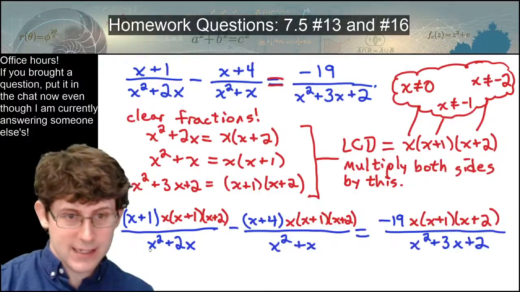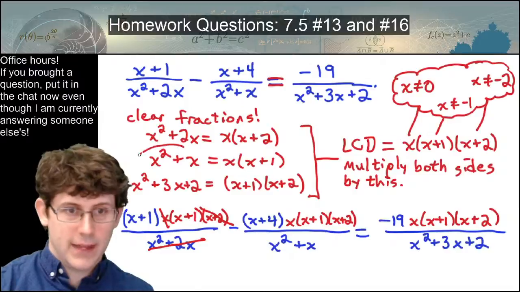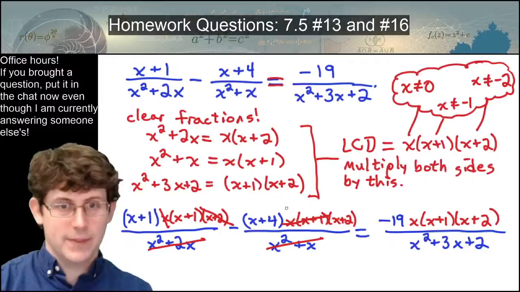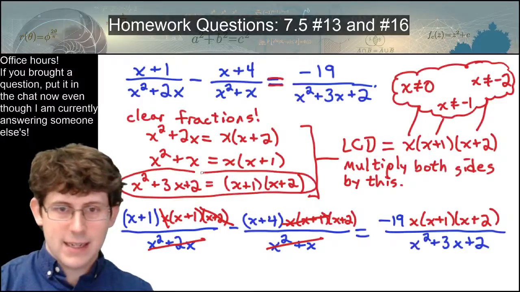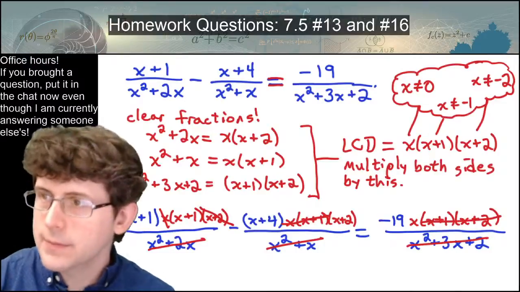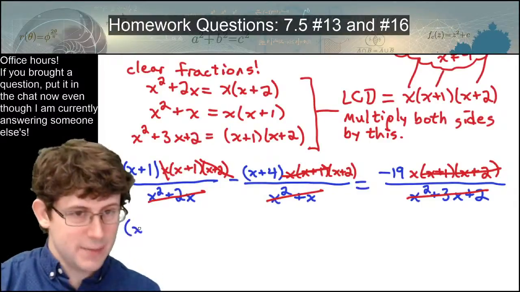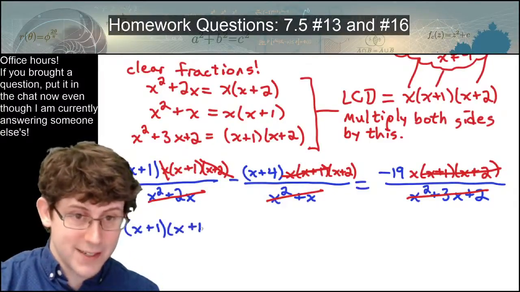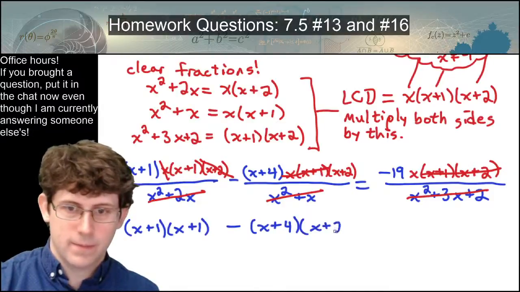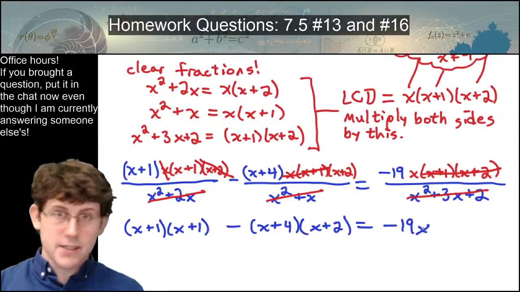X squared plus 2x cancels with an x and an x plus 2. X squared plus x cancels with an x and an x plus 1. And the third denominator cancels with an x plus 1 and an x plus 2. When this is all done, I'm not expecting that everything will be finished, but I am expecting that there won't be any fractions anymore. We did it. There's no more fractions.